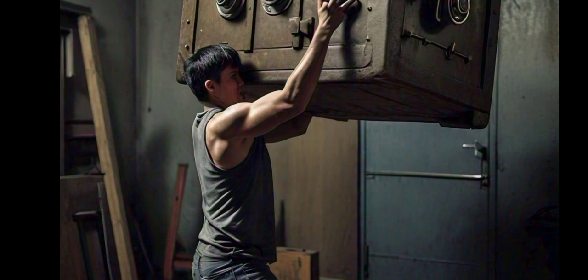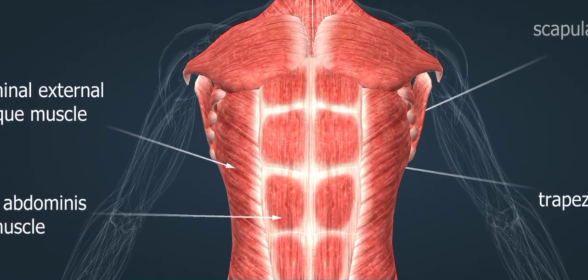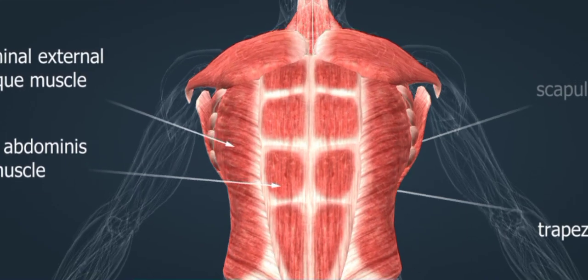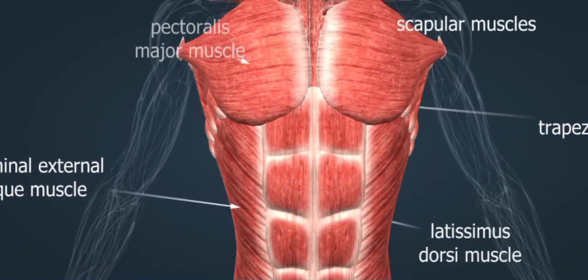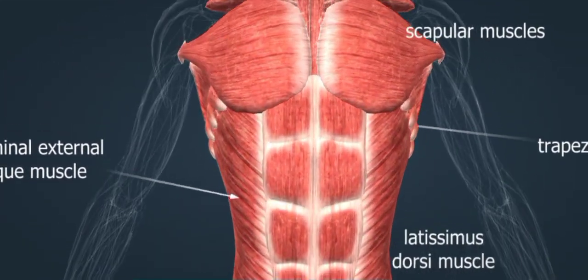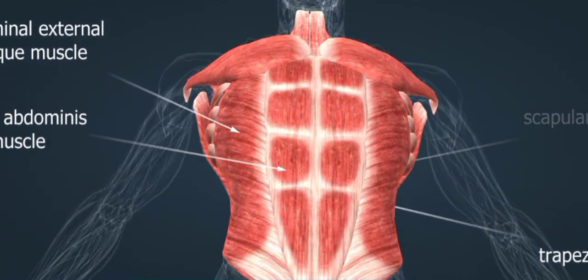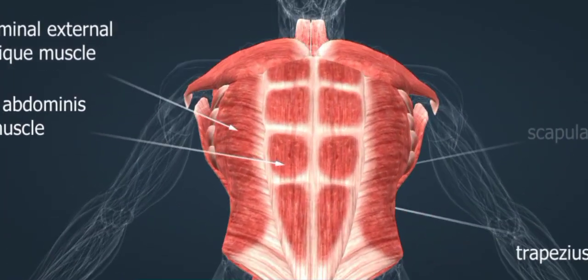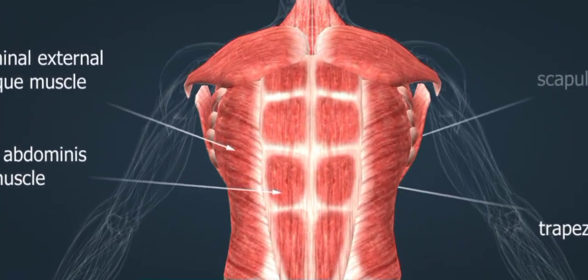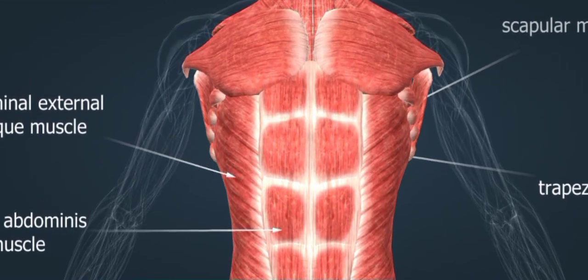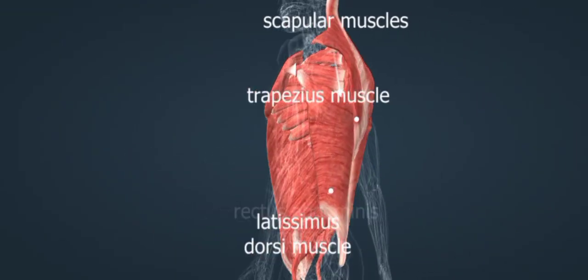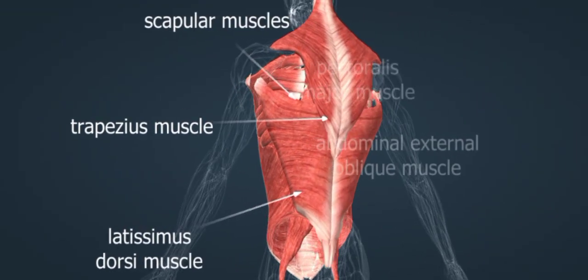Number 4 is, postural support. The rectus abdominis helps maintain an upright posture by balancing the forces between the spine and pelvis. This muscle plays a key role in core strength, stability, and movement, making it important for everyday activities and physical exercise. The latissimus dorsi is a large, broad muscle that covers much of the lower back and sides.